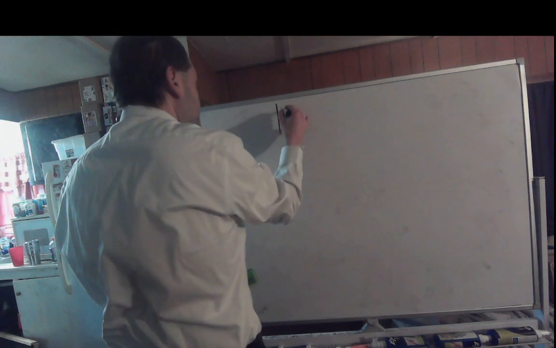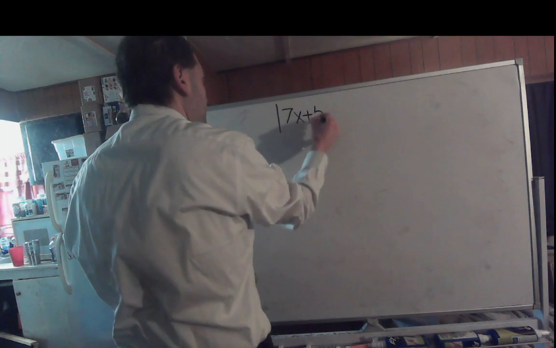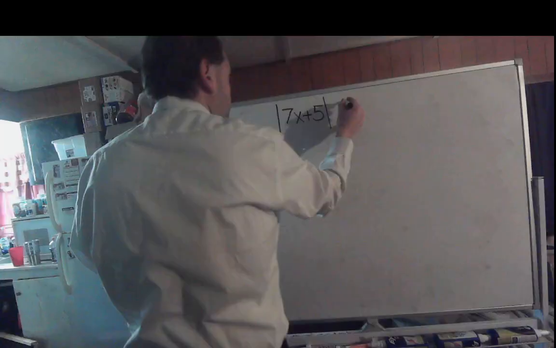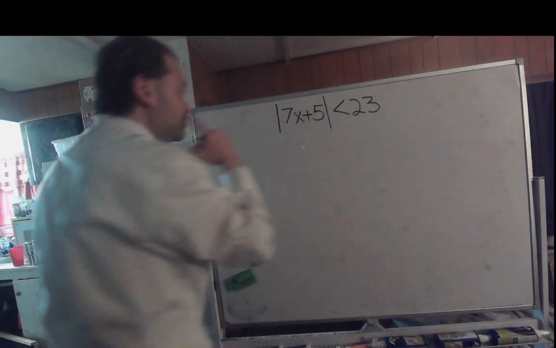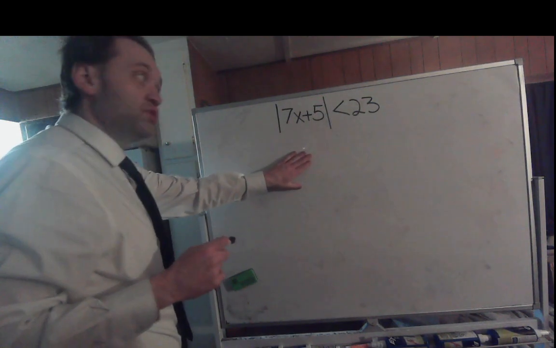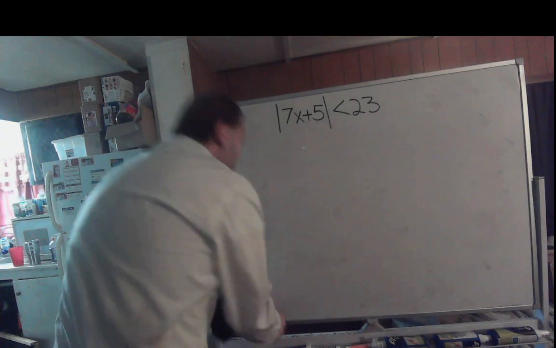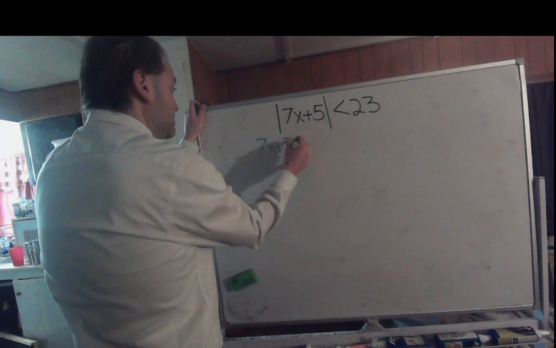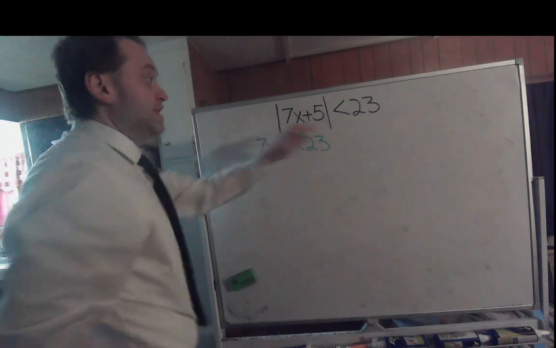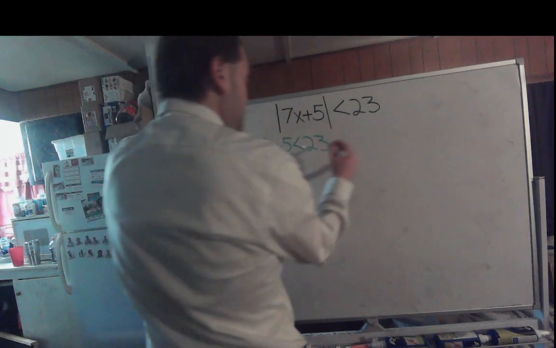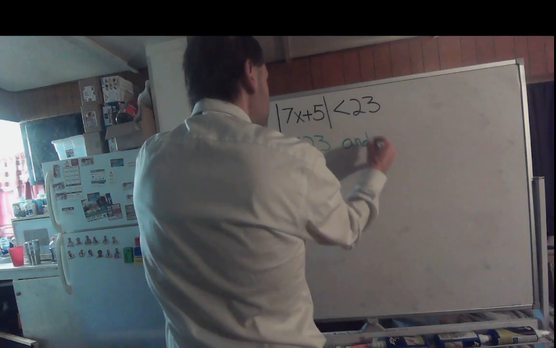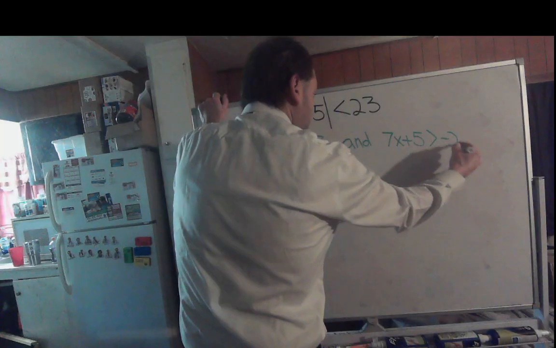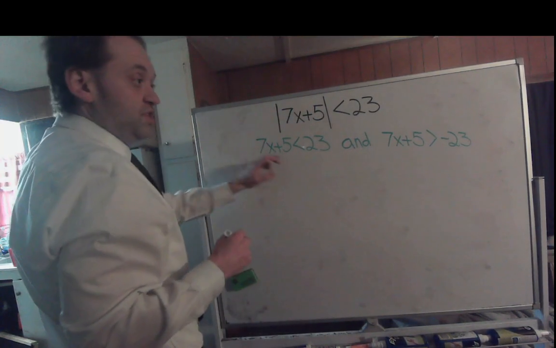All right, the absolute value of 7x plus 5 is less than 23. Well, let's split these up here. We'll first start with 7x plus 5 itself being less than 23. So now you have less than. So 7x plus 5 is less than 23, and 7x plus 5 is greater than negative 23. Now solve these two inequalities.